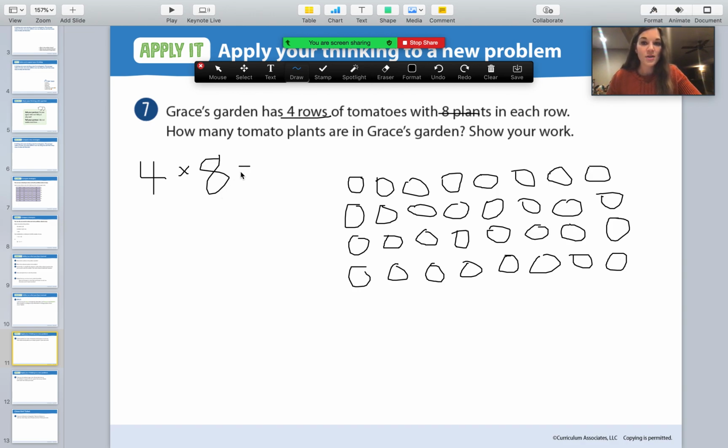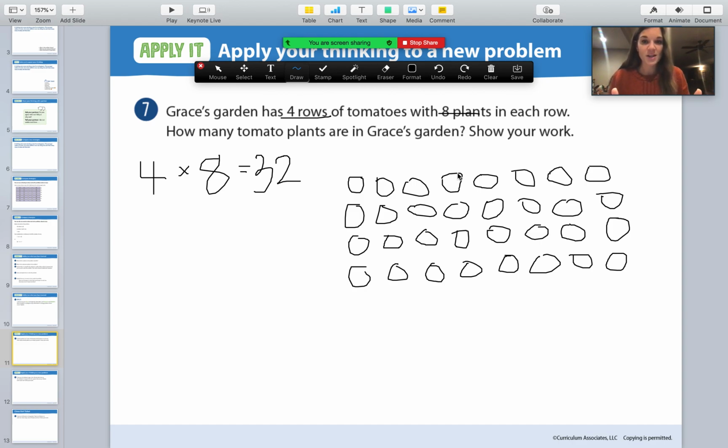So now, if you didn't already know this multiplication equation, now that we drew an array, you guys can tell me how many tomatoes there are all together. So there would be 32. I hope that's the answer you guys got. Okay. Hope we're feeling good about this. So that was a multiplication equation.